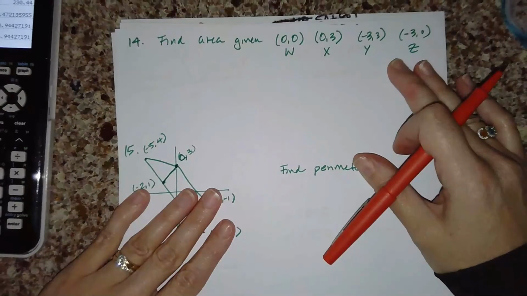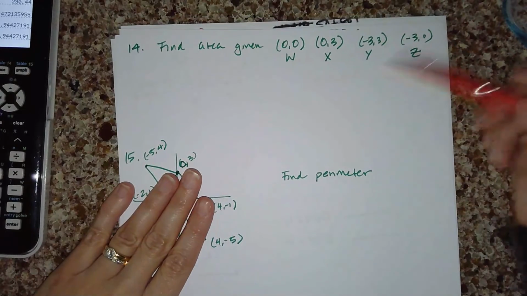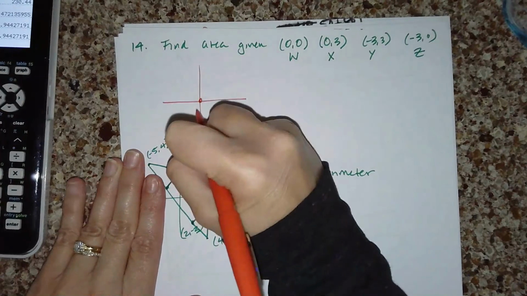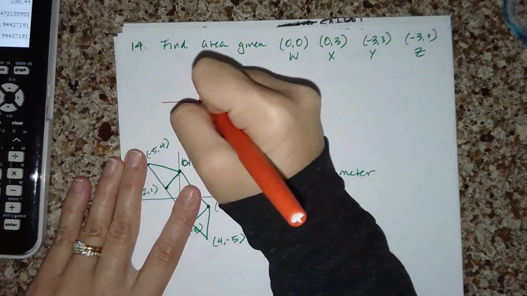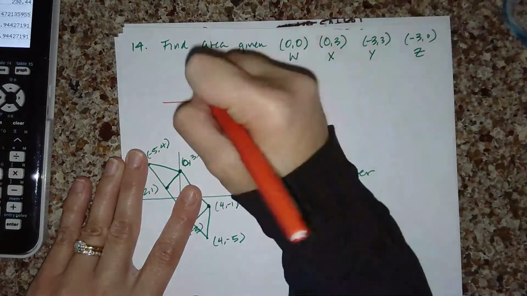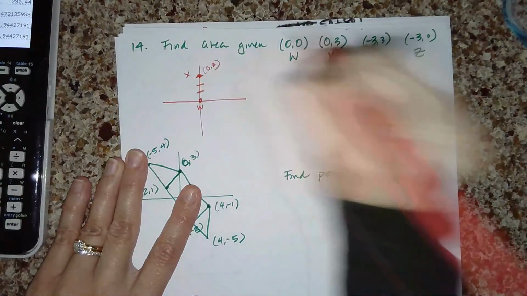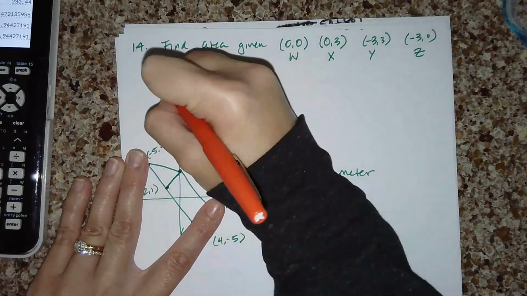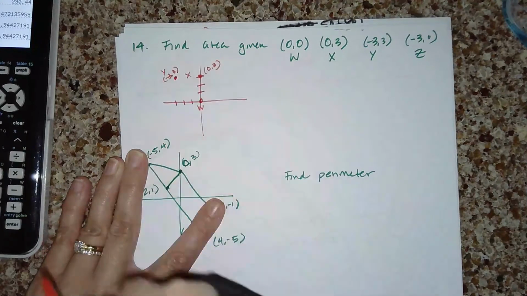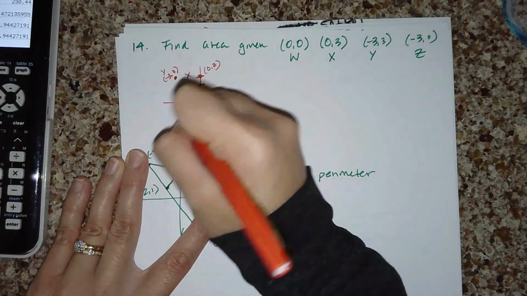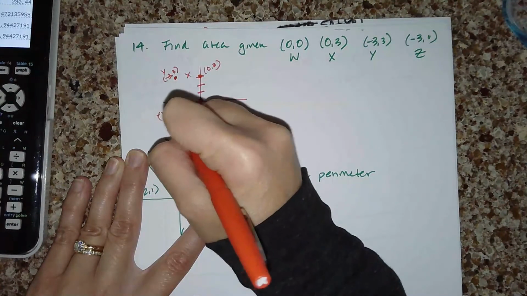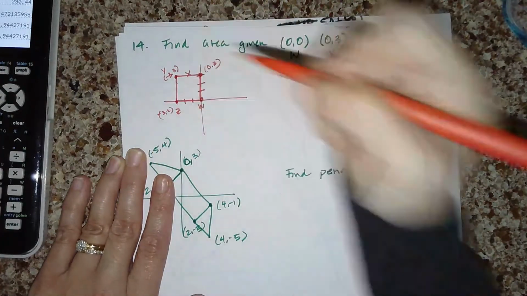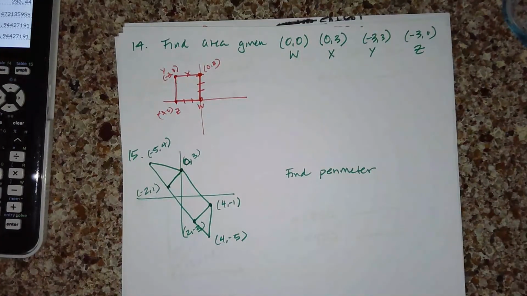Okay, moving along. Find the area of this one. All right, so what I thought I'd do here is just sketch. So 0, 0 is W, 0, 3 is X, negative 3 is Y, and negative 3, 0 is Z. Part of this is, can you graph this correctly, right? This looks like a square to me, but it's always good to double check.